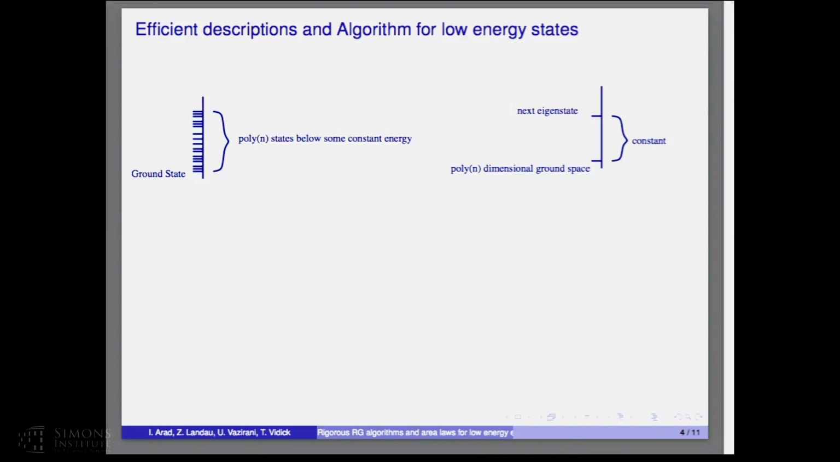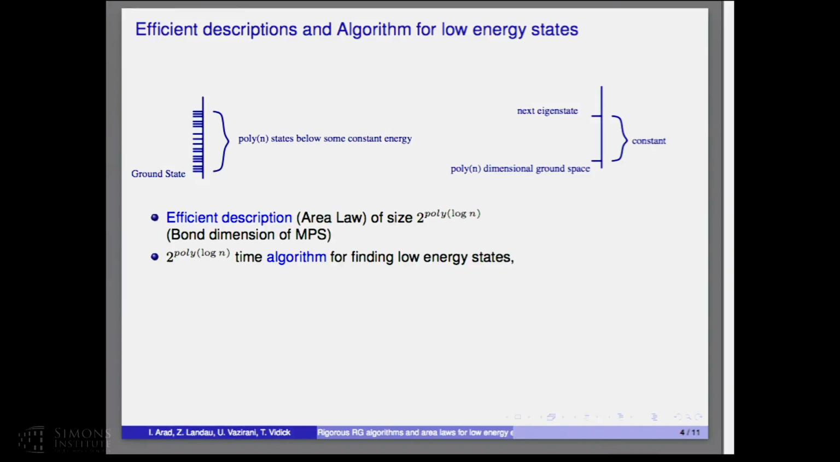For both of these cases, the big picture story is that we can describe these states efficiently. Remember, they live in an exponentially large space, so there's no a priori guarantee that you can. We can describe them efficiently in a way that we can work with them and compute local energies and various things from local operators. And in fact, we can find these descriptions. There's an efficient description, commonly known as an area law, and for those who know what a matrix product state is, it comes in the form that the bond dimension of the matrix product state is not quite polynomial. It's 2 to the poly log n for this situation. And in fact, you can find it in that same amount of time.